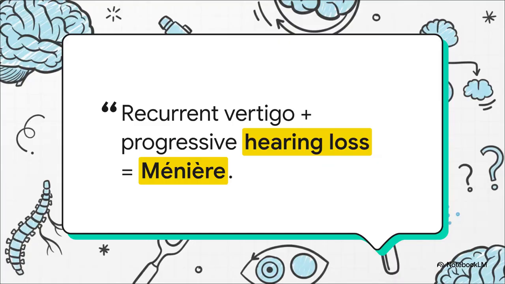And this is it. This is the classic board question triad. You see these three things together: recurrent vertigo, progressive hearing loss, and tinnitus, that ringing in the ears. If you see that combo, your hand should automatically be marking Meniere's disease. It's a pattern you just have to know.